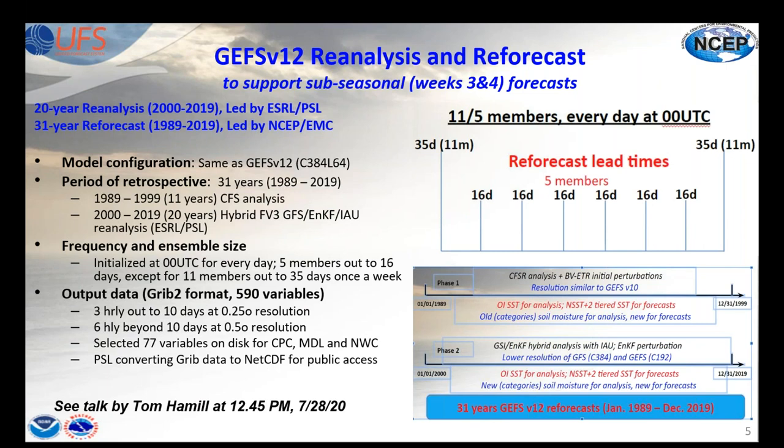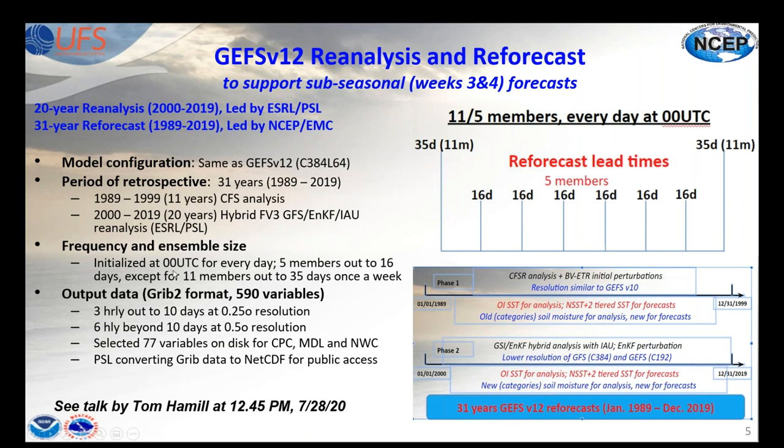So to expand on the reanalysis and reforecast, this is to support the subseasonal week 3 and 4 forecasts. It's a requirement for providing the calibration data sets, both for the reanalysis and reforecasts. We used the same modeling system, but at a reduced resolution for the reanalysis. And for reforecast, we use the same modeling system, same resolution, but with different initial conditions. For the first 11 years, we use the CFS analysis. And for the next 20 years, we use the reanalysis produced by PSL.